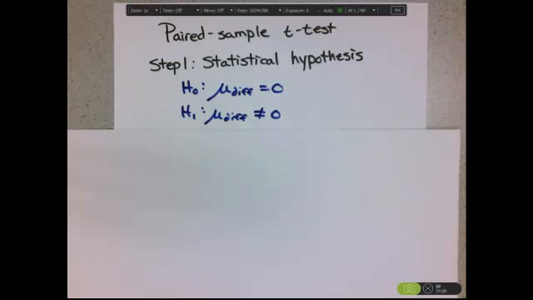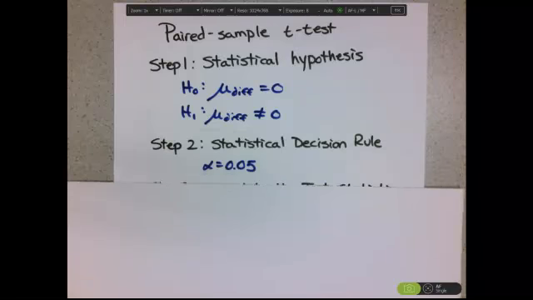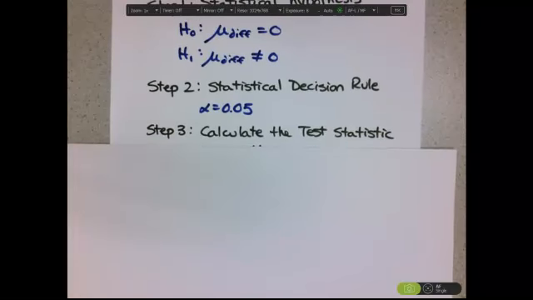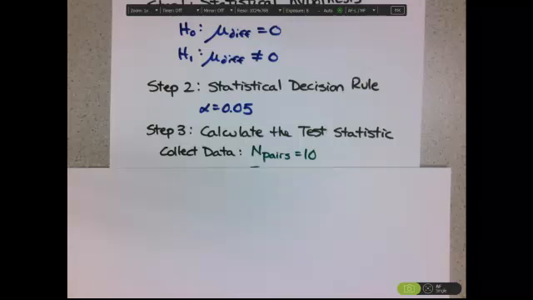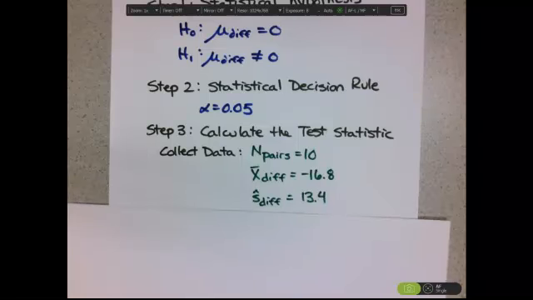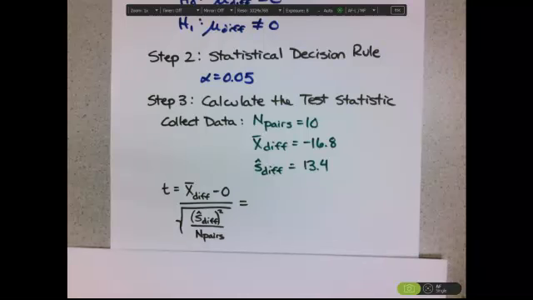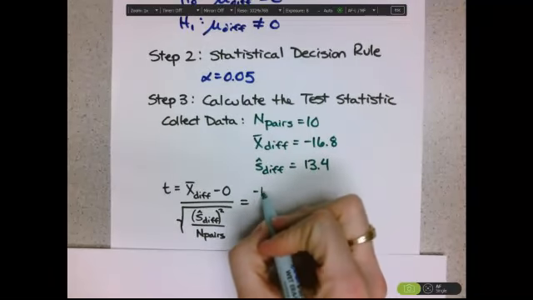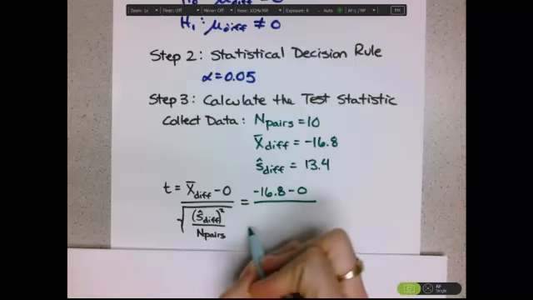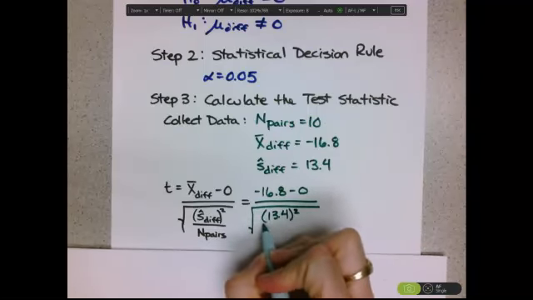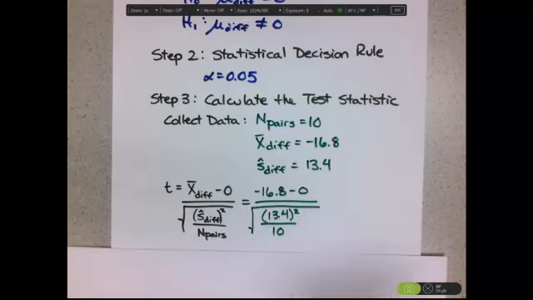So here we have our paired sample t-test, our statistical hypothesis that we've already discussed, our statistical decision rule with an alpha of 0.05, and we're going to calculate our test statistic as the next step. So we have 10 pairs, so we have 10 individuals that have data for both before and after. Our mean difference in their score is negative 16.8, and our standard deviation from the sample is 13.4. And here is our calculation for our t-statistic. So our mean difference is negative 16.8 minus 0. And then in our denominator, we're going to have 13.4. We're going to square that, and then we're dividing it by the number of pairs, right? Because those are the number of independent samples that we have.